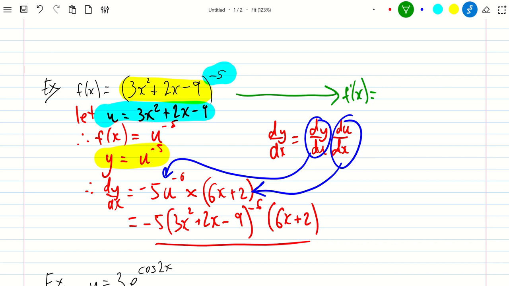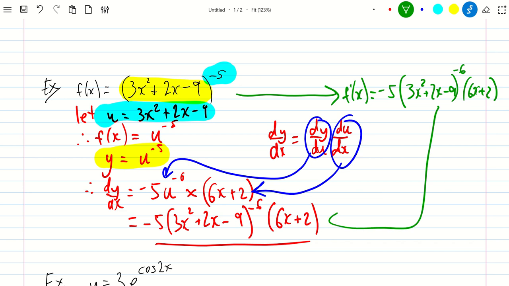That's something to the power of -5. Something to the power of -5, the -5 comes down the front. The inside stays the same, so 3x squared plus 2x minus 9 stays the same. That -5 goes down to -6, and then we multiply it by the derivative of the inside, which is 6x plus 2. So you can just go straight to the end answer.